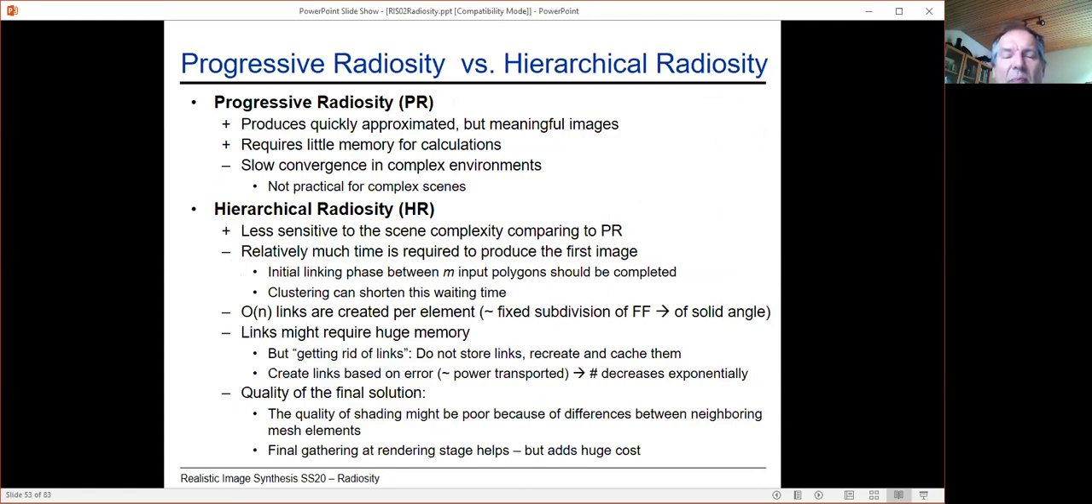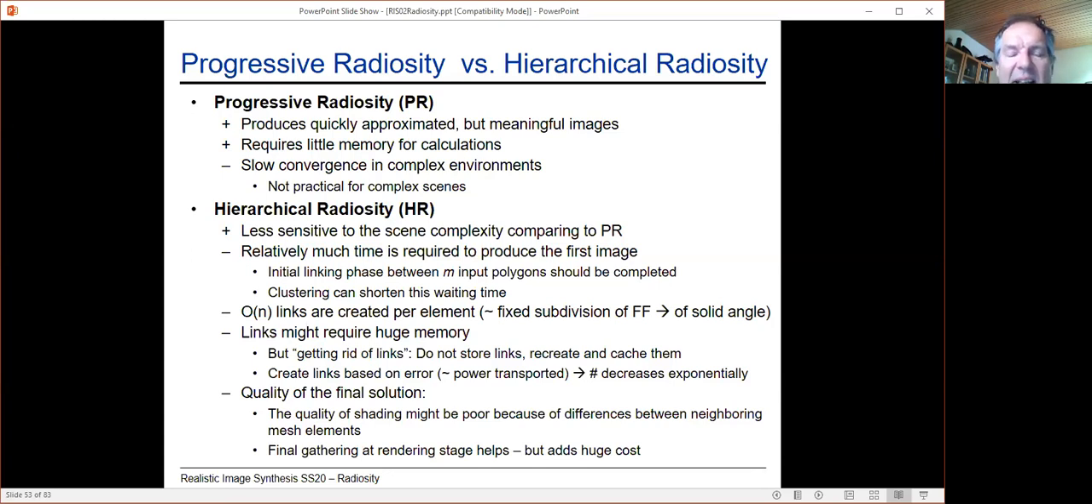It requires little memory because in principle, you may store just one column of form factors in the matrix formulation in the memory at a given moment of time. For complex environments, and in particular those where the reflectance is high, you need many iterations and you need to potentially recompute those form factors. And in general, this approach is quadratic in terms of computation complexity. So for large complex scenes, it's less practical.